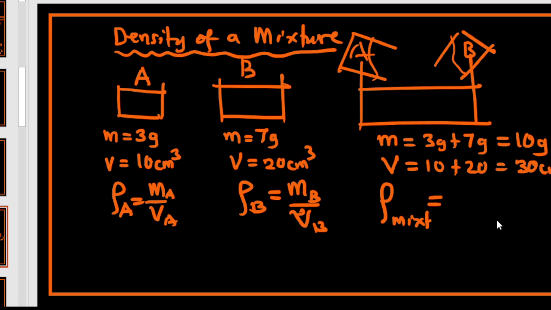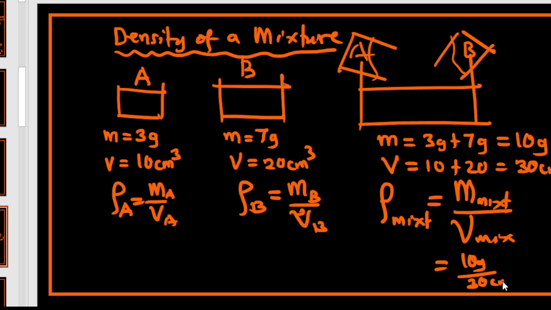So what you are expected to do here is to simply say mass of the mixture over volume of the mixture. So in this case, it will just be the 10 gram over the 30 cm cube. So that gives us 1 over 3 gram per cm cube.